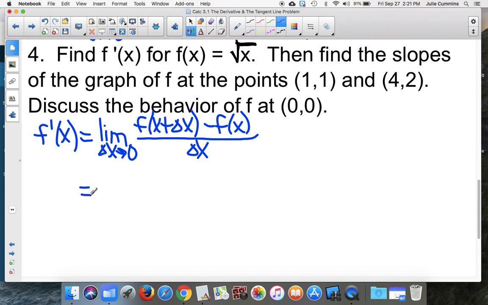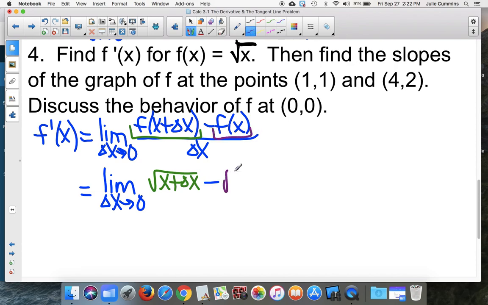So now we're going to start plugging in what we need. So the limit as delta x approaches 0. This means to take x plus delta x and put it into the function. So that's going to be the square root of x plus delta x minus f of x. F of x is just the square root of x all over delta x.